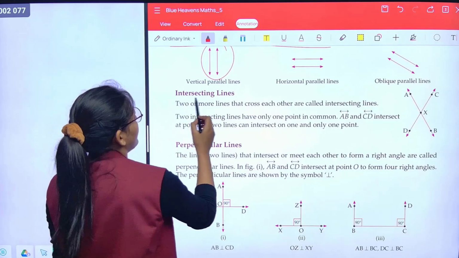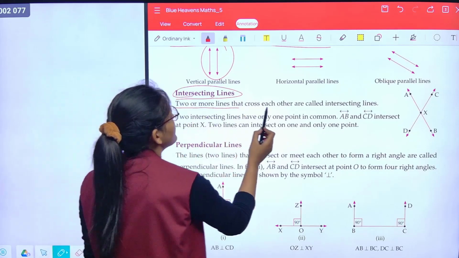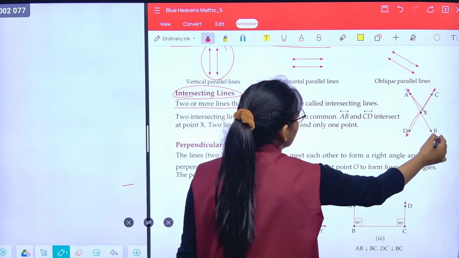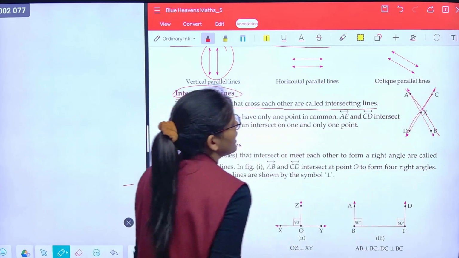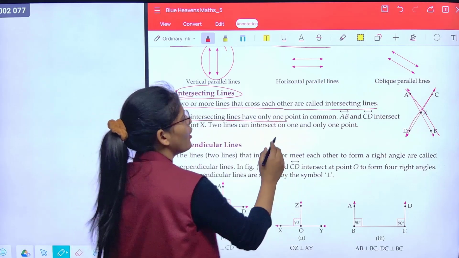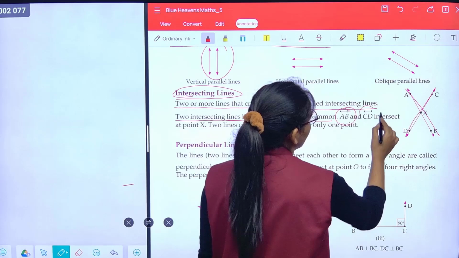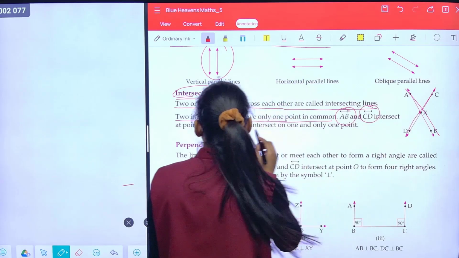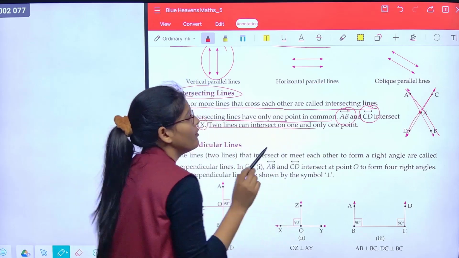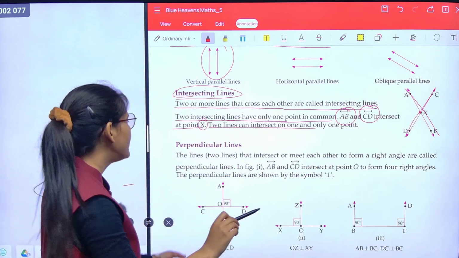Now intersecting lines: two or more lines that cross each other are called intersecting lines. Two intersecting lines have only one point in common. AB and CD, so the common point is X, intersecting at point X. Two lines can intersect at one and only one point.